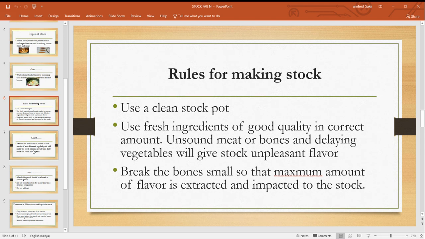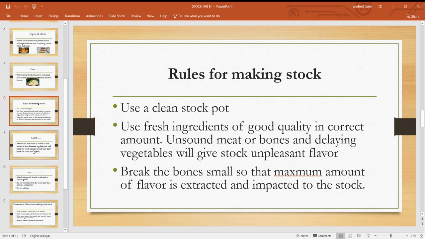Then when we're making the stock, we break the bones into small pieces so that the maximum amount of the extract of the nutrients that are required in the bones and vegetables can be retained, so that the nutrients can be imparted to the stock.